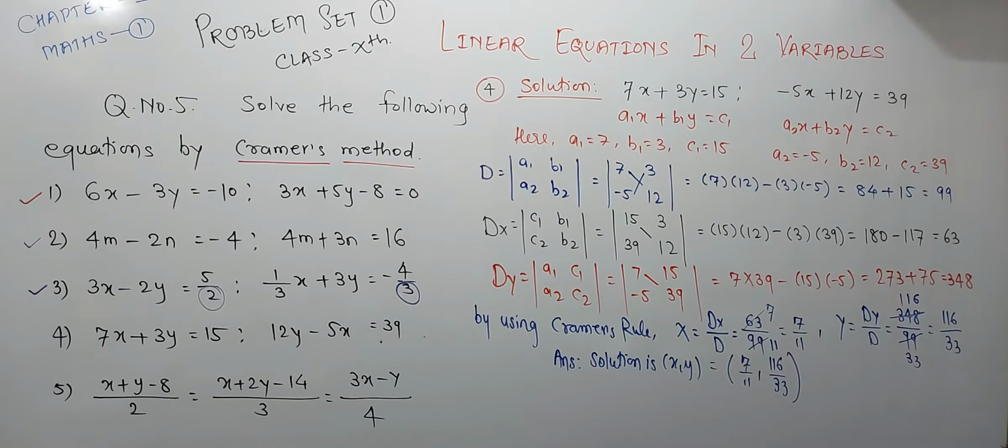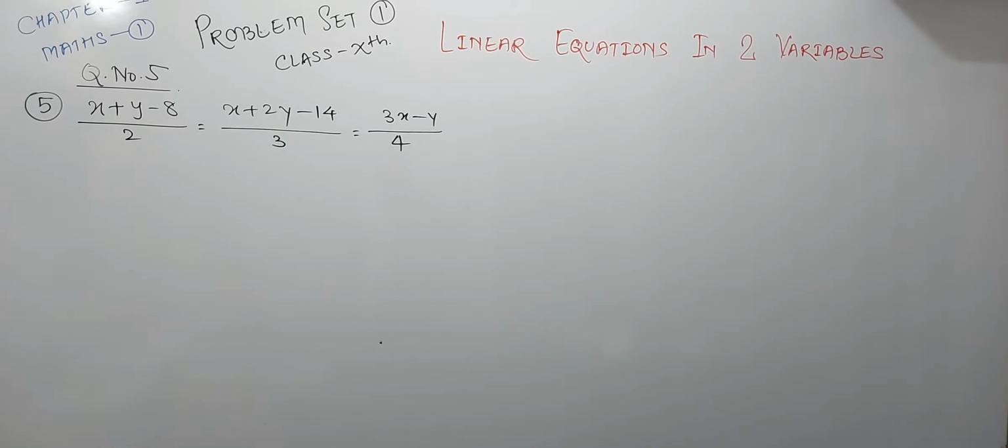Now we will see question number 5. Very important question. This is a high order thinking question. So how will we solve this question number 5? X plus y minus 8 upon 2, which is equal to x plus 2y minus 14 upon 3, and which is equal to 3x minus y upon 4.